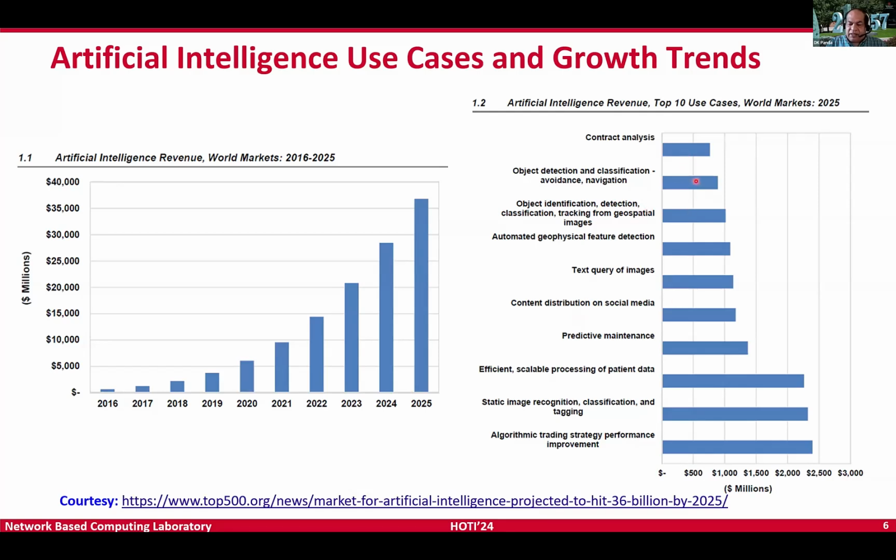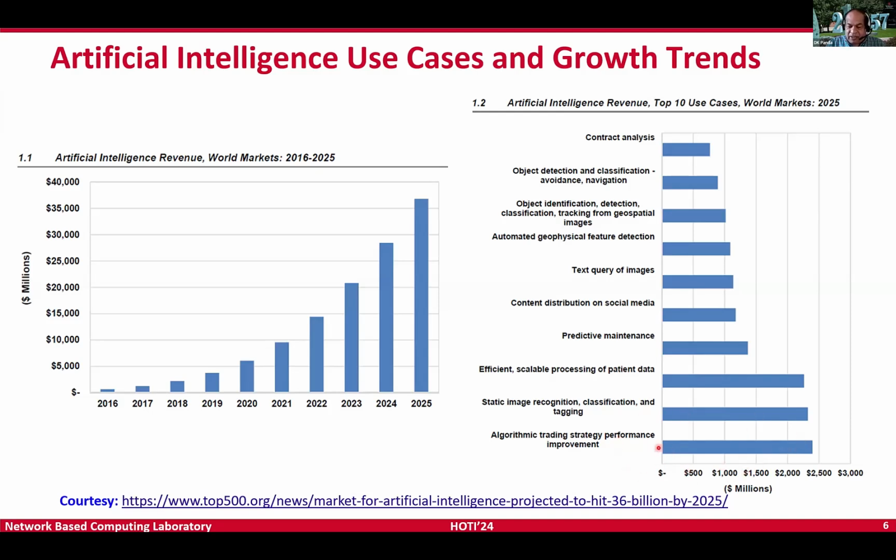These are the top 10s: contract analysis, object detection, classification, identification, geospatial images, automated geospatial feature detection, text query of images, content distribution, predictive maintenance. This maintenance could be for cars, for trucks, for airplanes, all kinds of different units. And the medical field is also getting a lot of traction with respect to AI, and these are the image recognition, classification, and tagging. These are all the different content being created all over the world through social media and all.